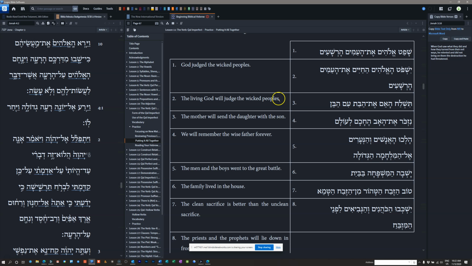And Futato translates this as peoples because technically the word is for a people, like a people group. And so when you have amin, that would be peoples, many people groups. So he will judge the wicked people groups.